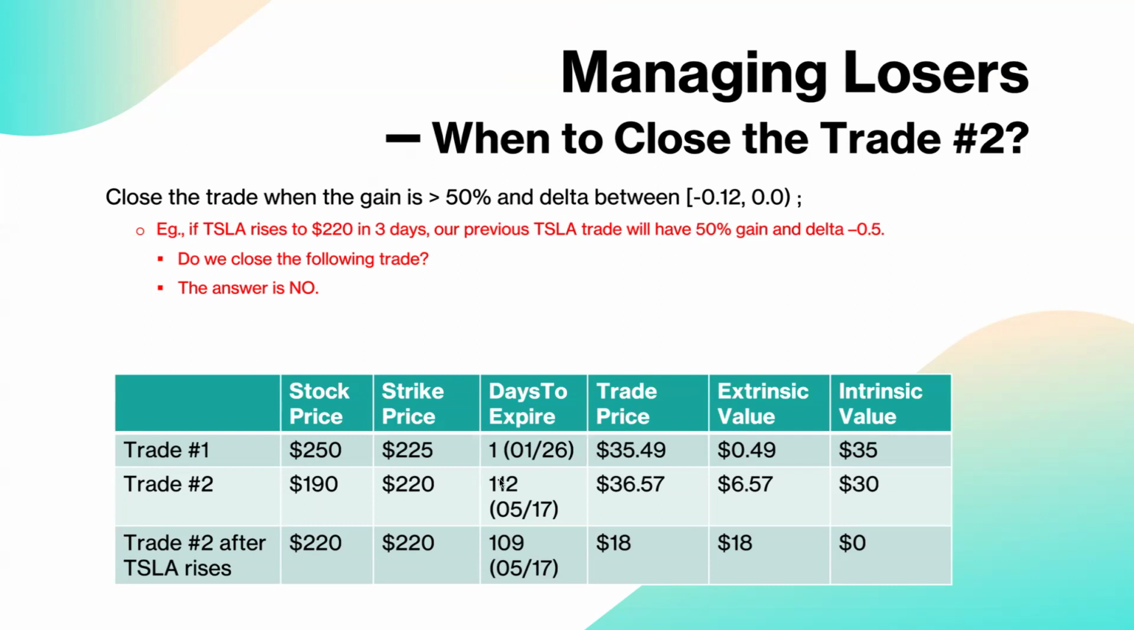Assuming the trade number 1 original premium is $3, you gain from closing trade number 2 at trade price $18 is minus 18 plus 36.57 minus 35.49 plus 3 equals minus 13.92. So you lose almost $1,400 from this trade.